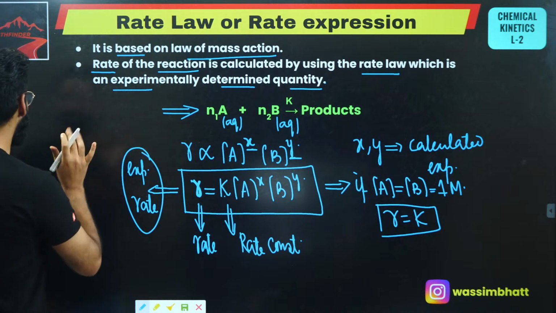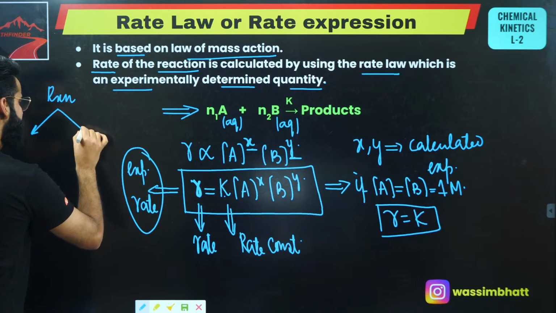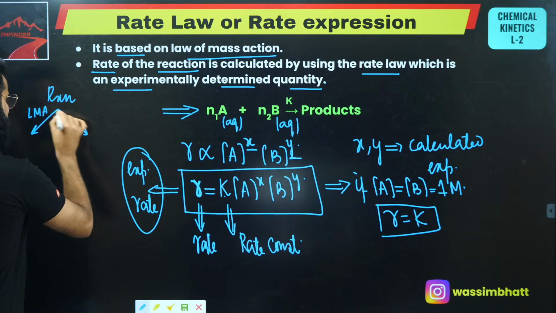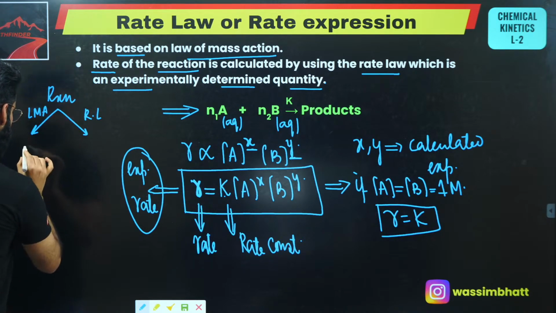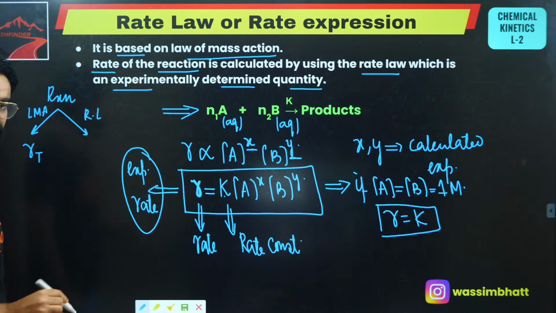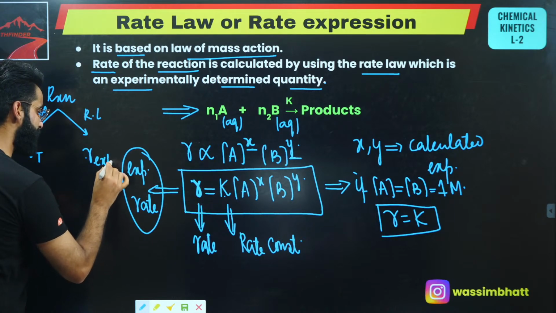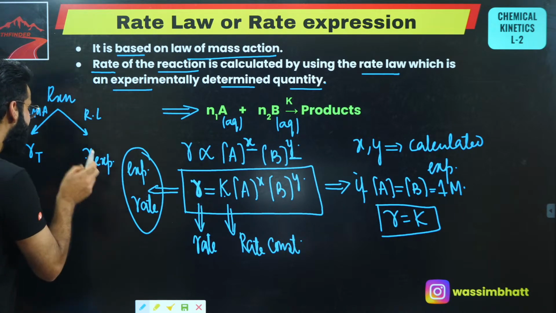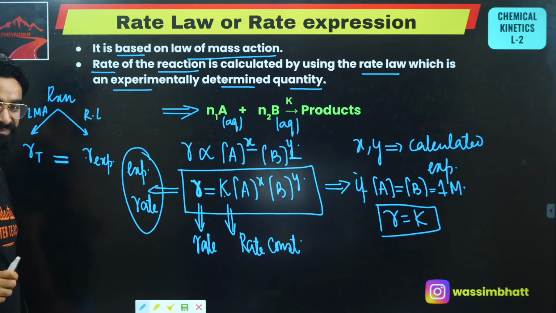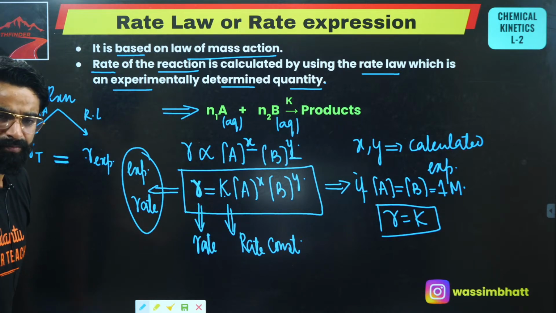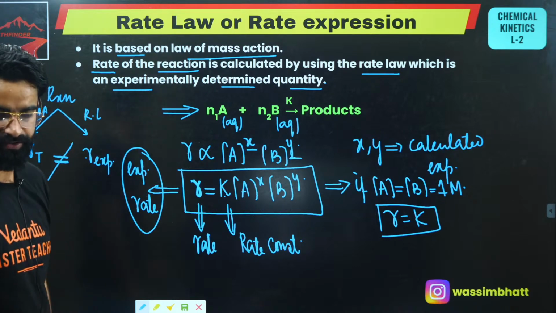Let's say I've got a reaction. I can calculate the rate of reaction either by using the law of mass action or by using the rate law. If I calculate the rate by using the law of mass action, that's the theoretical rate of reaction. If I calculate it by using the rate law, that's the experimentally determined rate. There are some reactions in which the theoretical rate of reaction is equal to the experimentally determined rate, and there are some reactions in which the theoretical rate is not equal to the experimentally determined rate.